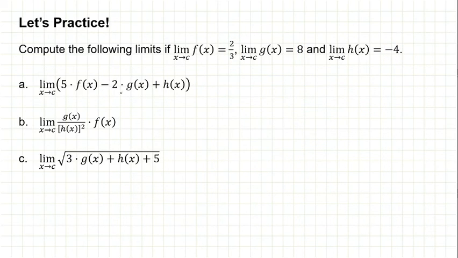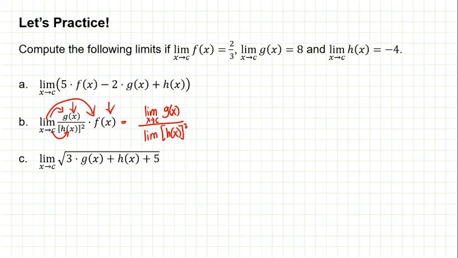Now, let's try letter B. So, the same lang yung gagawin natin. We will apply the theorems. So, pwede nating i-distribute yung mga limit dito. Right? At chan. So, this one is quotient theorem, itong first. While this one ay para sa product naman. So, we will have the limit of g of x as x approaches c over the limit of the square of h of x as x approaches c times the limit of f of x as x approaches c.